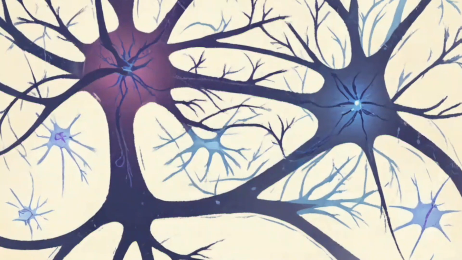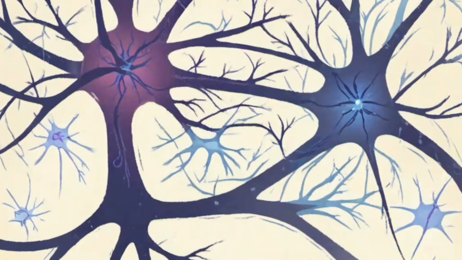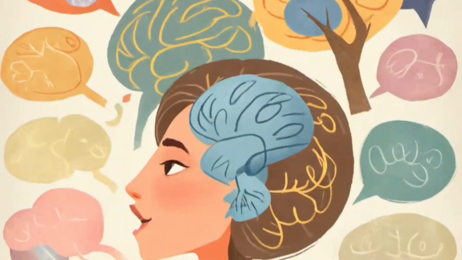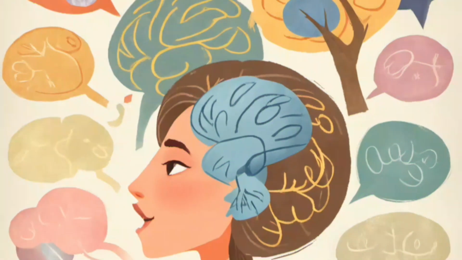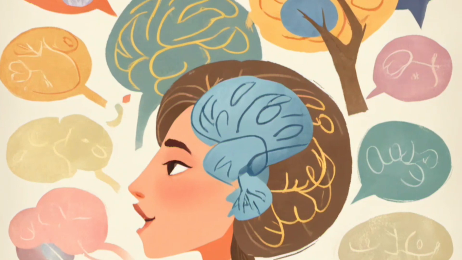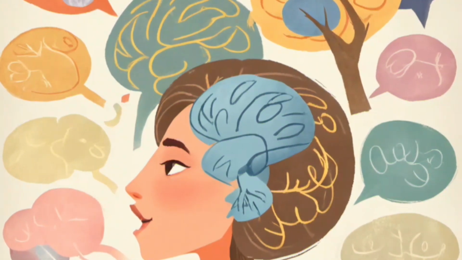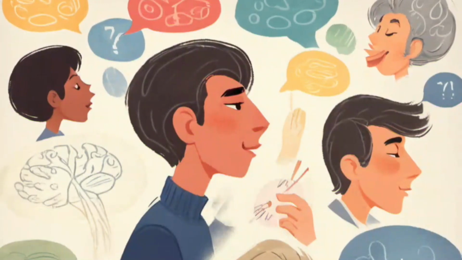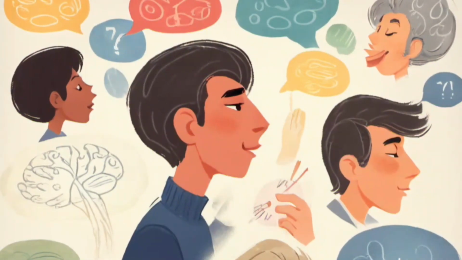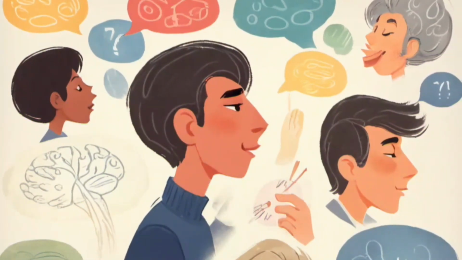Types of long-term memory. Procedural memory. This type of memory involves knowing how to do things, like riding a bike or typing. It's often acquired through repetition and practice. Semantic memory. Semantic memory contains general knowledge about the world, facts, concepts, and vocabulary.